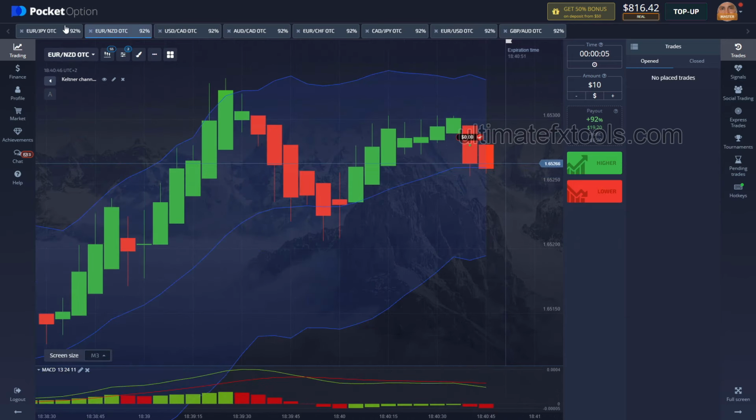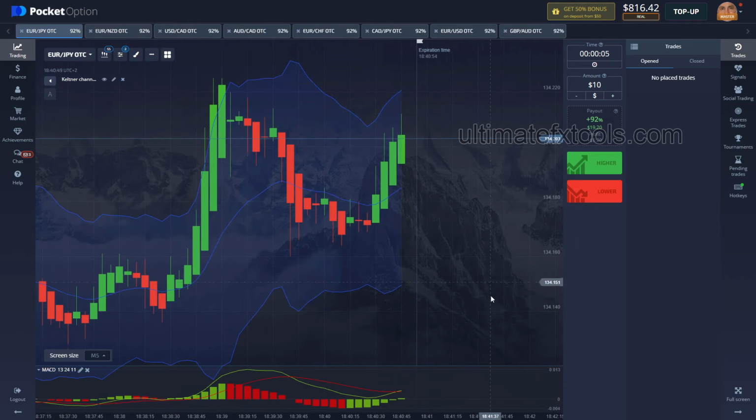I got a loss with this currency pair. I mistakenly took trades without having any confirmations.